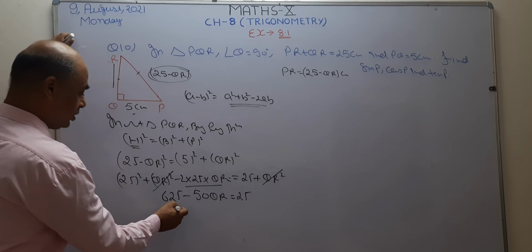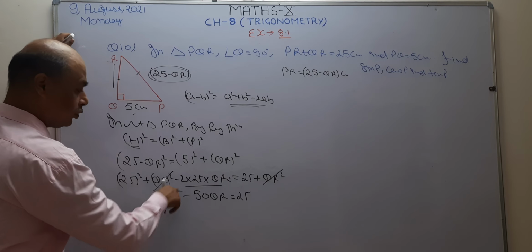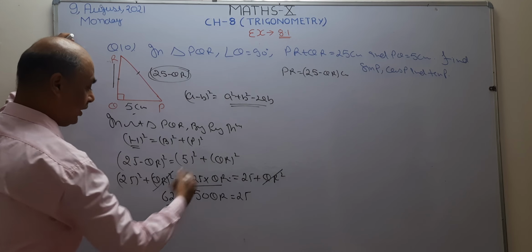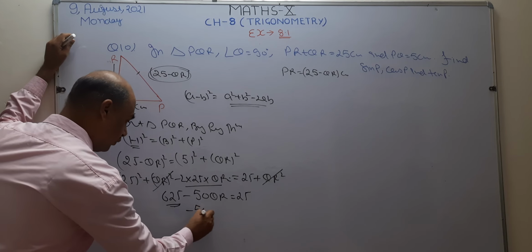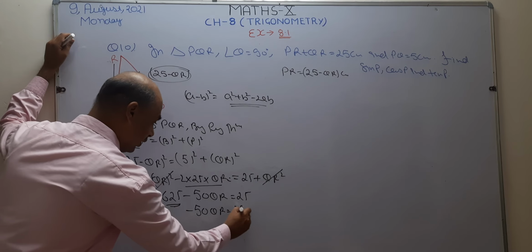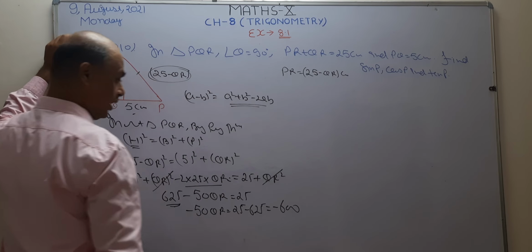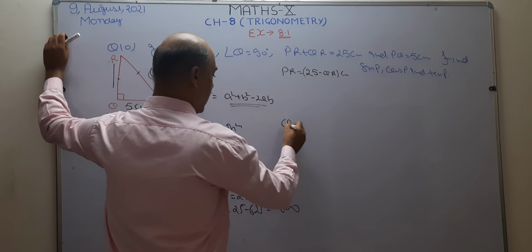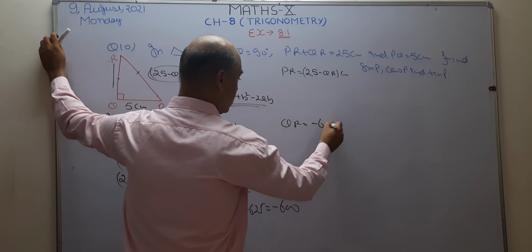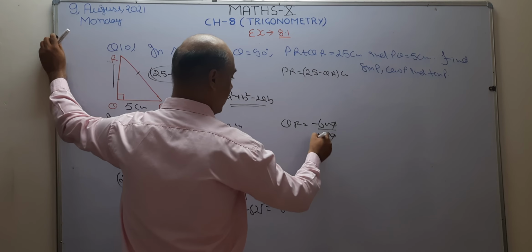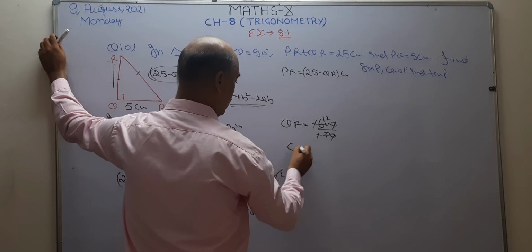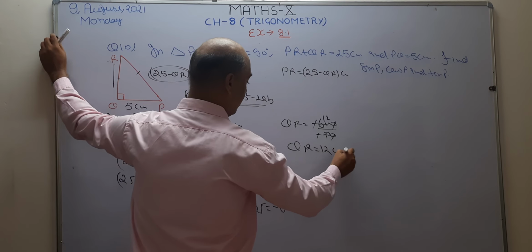Okay, I take this constant value from left to right, so this constant number becomes negative. So right here, minus 50 QR equals 25 minus 625. So this becomes minus 600. Now QR is equal to minus 600 upon minus 50. Minus cancels minus, 5 1s are 5, 5 2s are 10. So the value of QR becomes 12 centimeter.